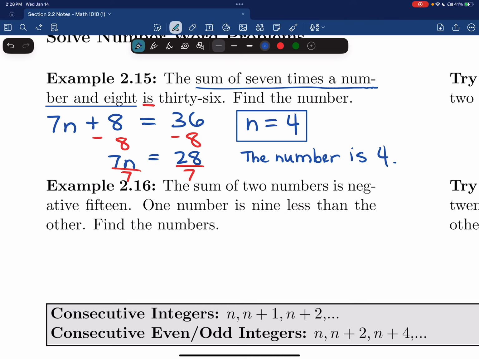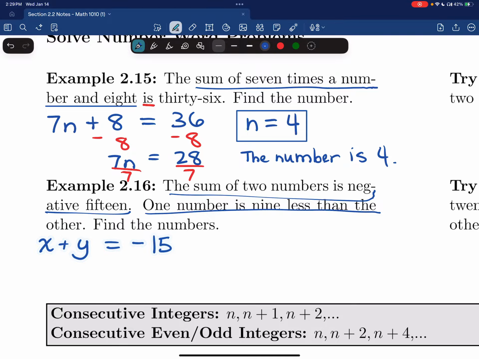All right, so reading this, we'll start one at a time, like first sentence. The sum of two numbers is negative 15. So those two numbers, I could call them x, and I could call the other one y, since I already used x. And I know that when I sum them together, they equal negative 15.